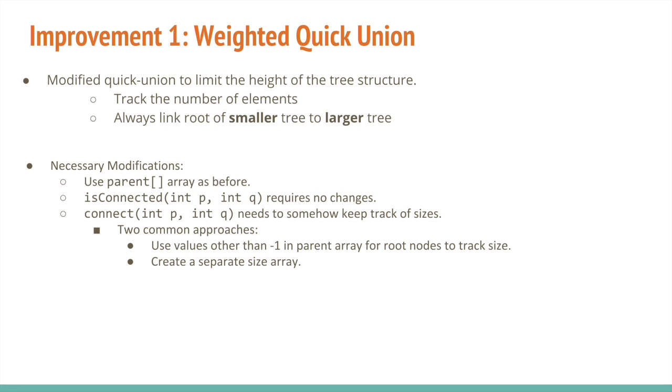We need to keep track of the number of elements and always link the root of the smaller tree to the larger tree. So to achieve this, we use the same parent array as before. Our isConnected method wouldn't change, but the connect method needs to now keep track of sizes. And two common approaches include using negative values in the parent array for root nodes to represent the size, and also just keeping a separate size array.